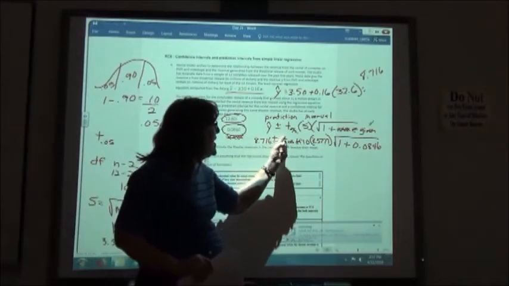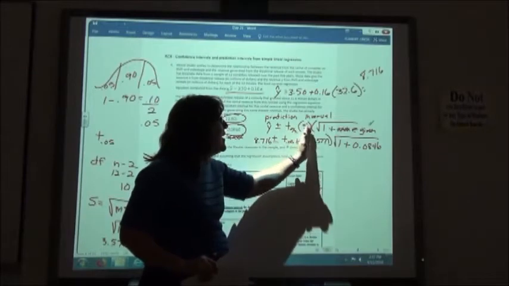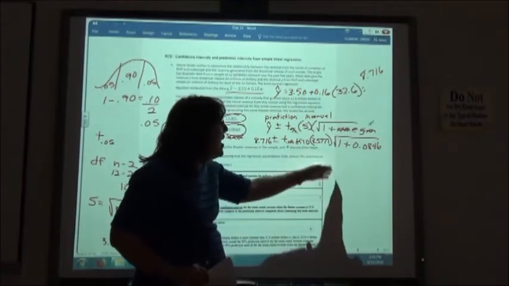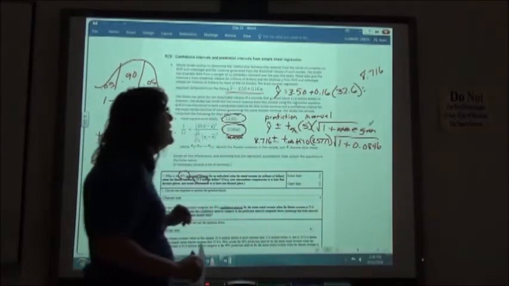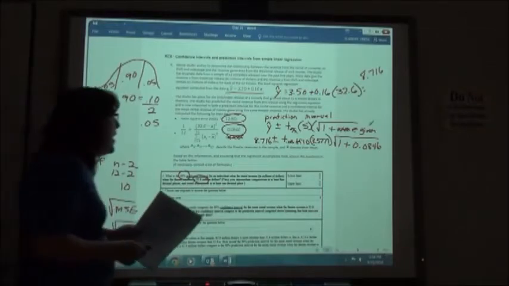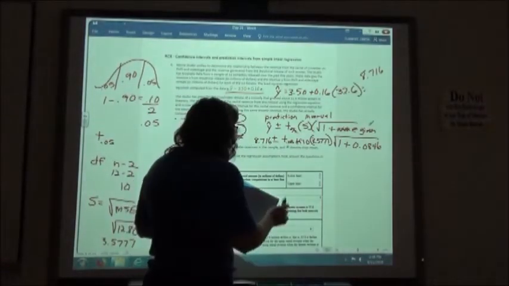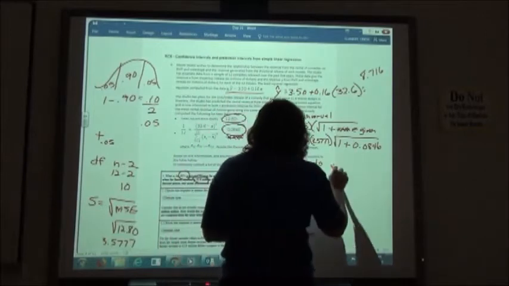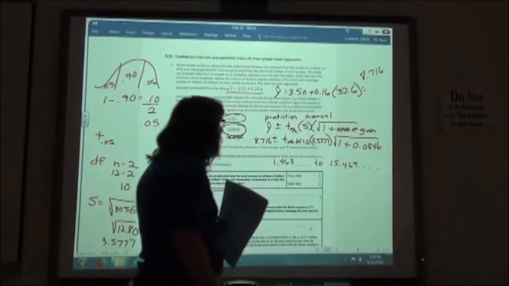8.716 plus or minus T sub 0.05 with degrees of freedom of 10. Click up so you're out of the lowercase subscript, and then put times my 3.5777 and then times the square root of 1 plus 0.0846. I'm going to give you a little bit here to get that punched into your LX calculator. And when I did that, I have 1.963 and so forth was my lower end, to 15.469 and so forth is my upper end.